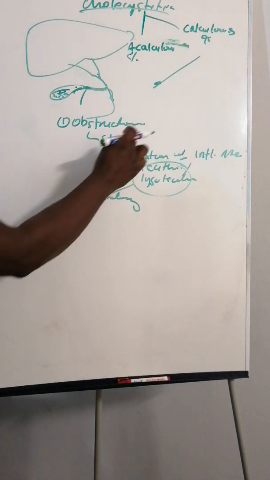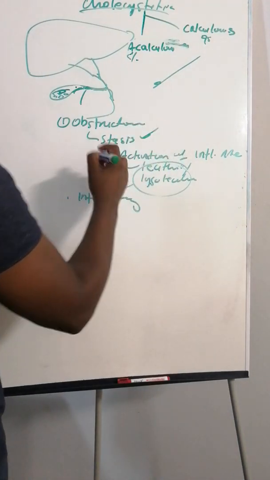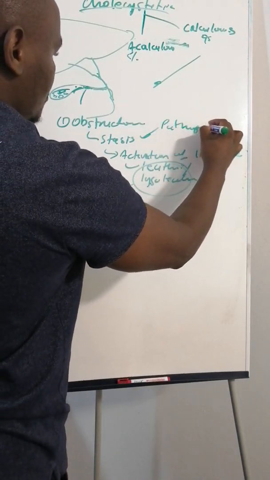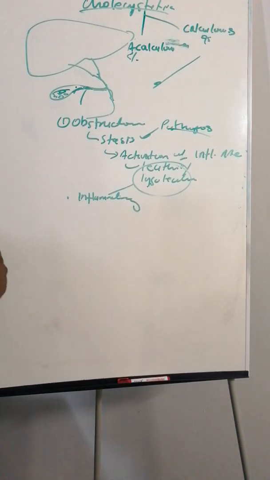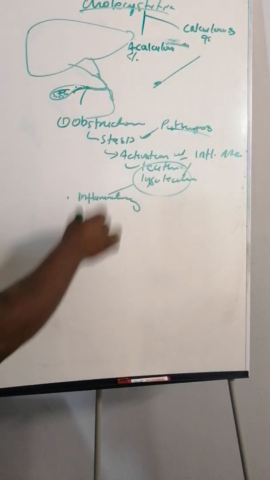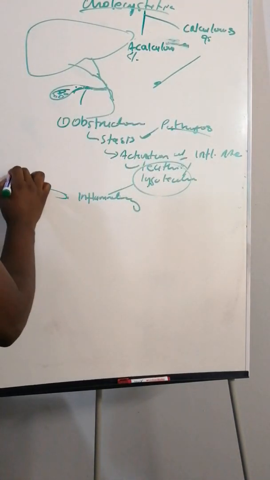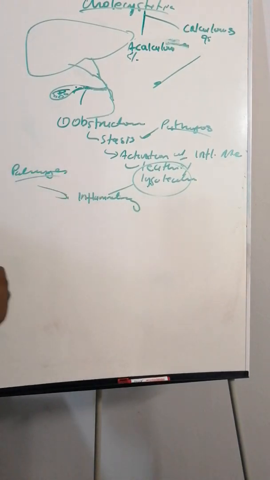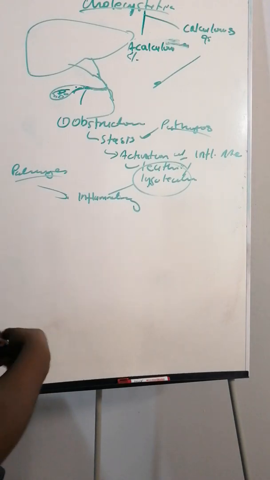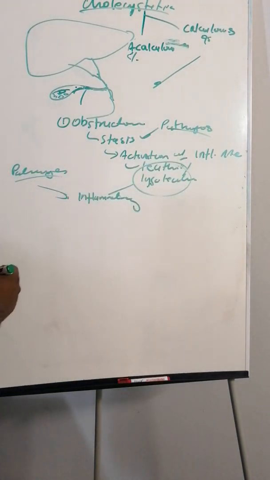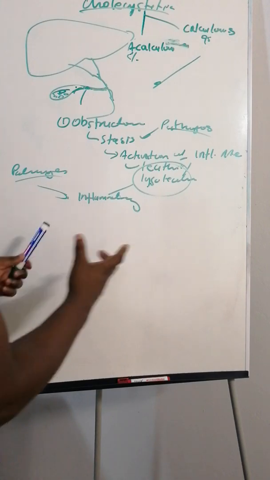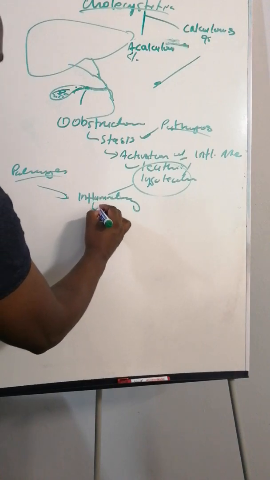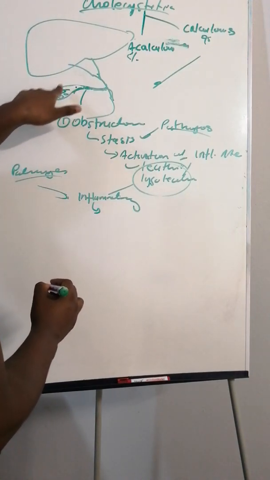It doesn't mean that once you have stasis, you don't run a risk of having pathogens involved. So your bacteria will contribute to the inflammation, your pathogens will contribute, but it doesn't mean that if you don't have bacteria, you won't have an inflammatory process. You will still have, because of this.